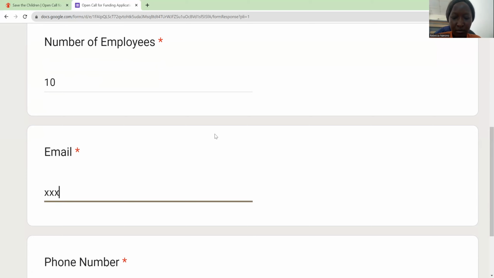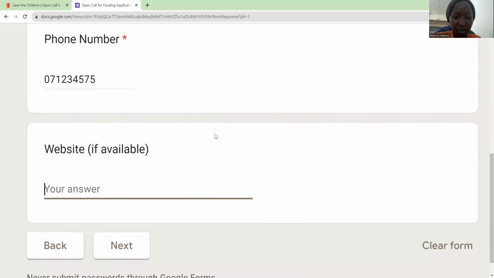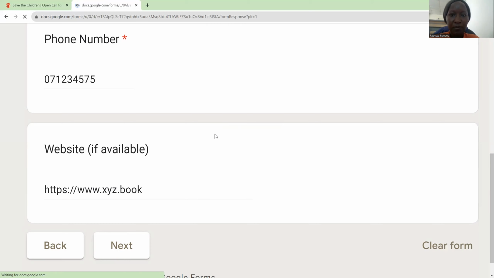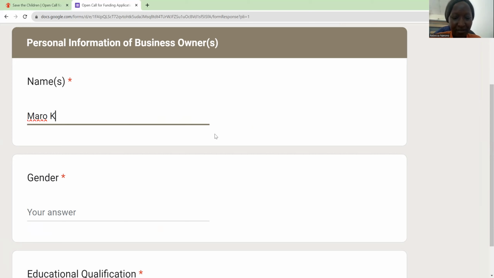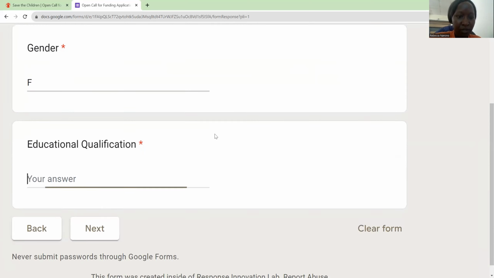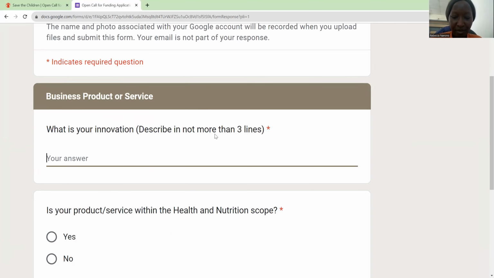Then you put your email. You put your phone number. Put your website if you have, or you can put your Facebook profile. Then you put the business owner's name, maybe Carol. Female or male, education qualification, maybe bachelor. What is your innovation? Maybe yes.